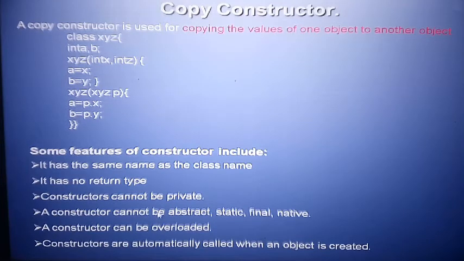The constructor cannot be abstract, static, final and native. It means a constructor does not follow these. Second last, a constructor can be overloaded. Yes, the previous example was already overloading. So many functions can be performed in the constructor. So constructors are automatically called when an object is created.